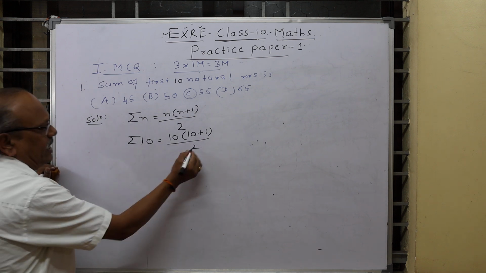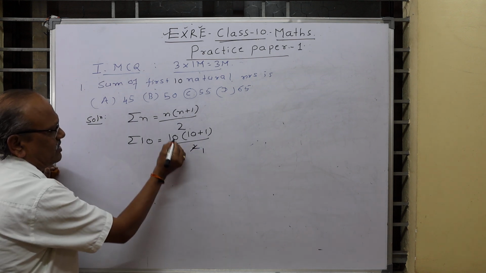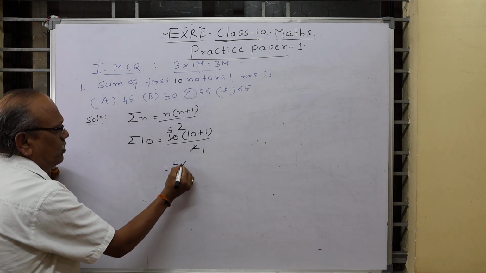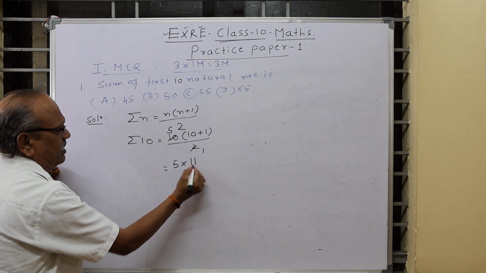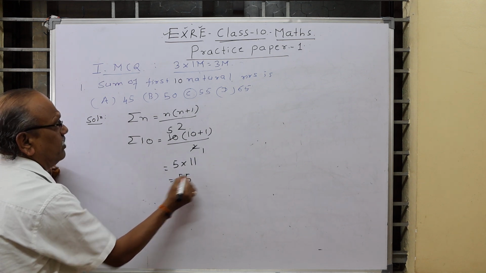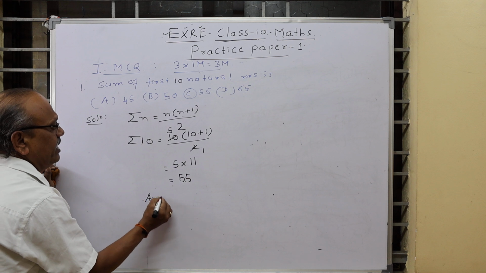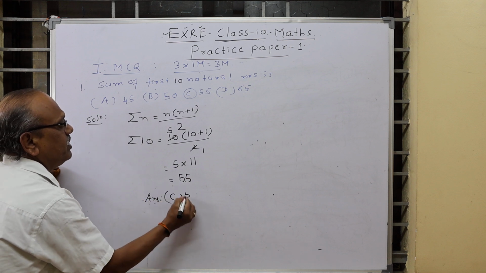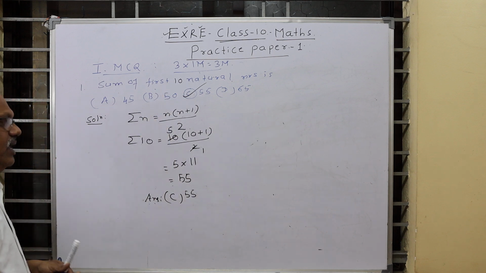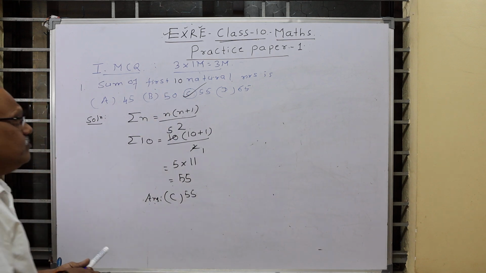Now you can cancel 10 and 2: 2 1s are 2, 5s. Now you multiply 5 into 11. What is 5 11s? 55. Therefore the correct answer you are getting is C, 55. Carefully solve. Therefore correct answer is C. Let us take the second question.